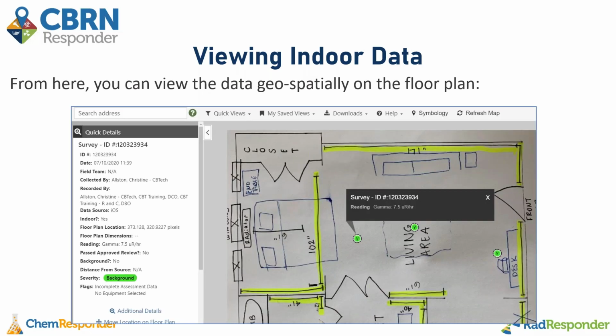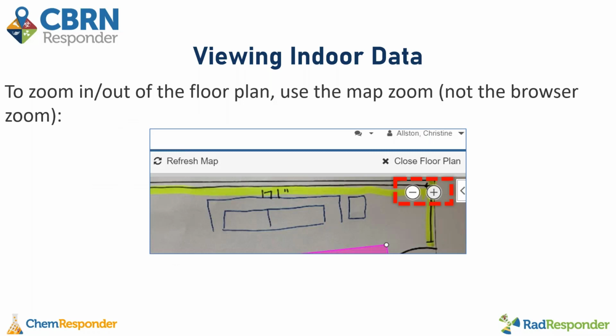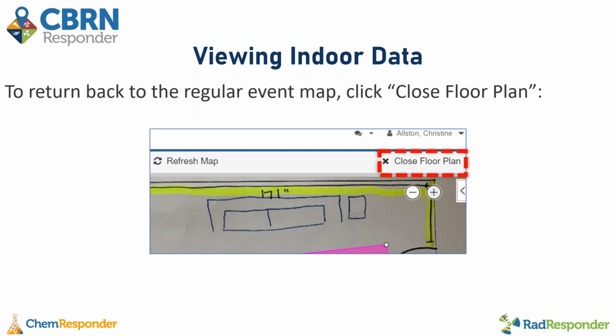And so now I'm directed and brought to my floor plan image, and this is where I can geospatially see my data on the floor plan. A new feature enhancement that was recently released is you can now leverage all of the user drawing tools on a floor plan image. So right here, I'm showing an example of a polygon, but you can choose to draw lines, circles, drop any points. We do recommend that in order to zoom in and out of the floor plan, you use the map zoom and not your browser zoom. And to return back to the regular event map, you'll just click Close Floor Plan in the top map ribbon.